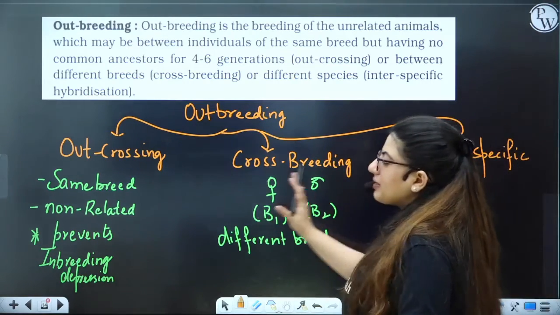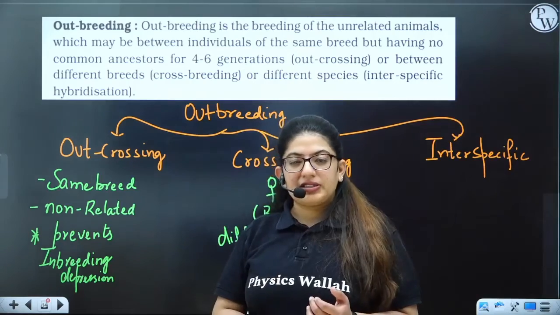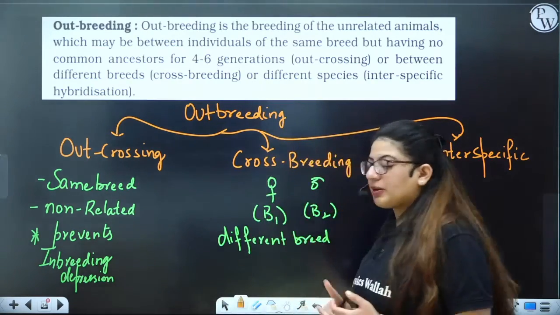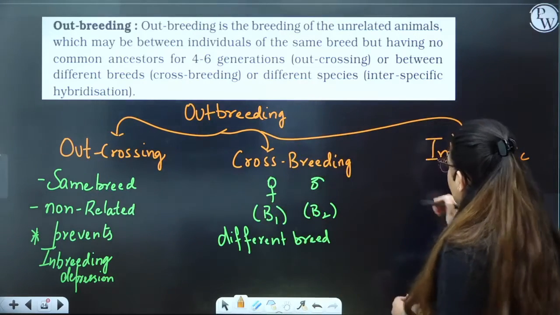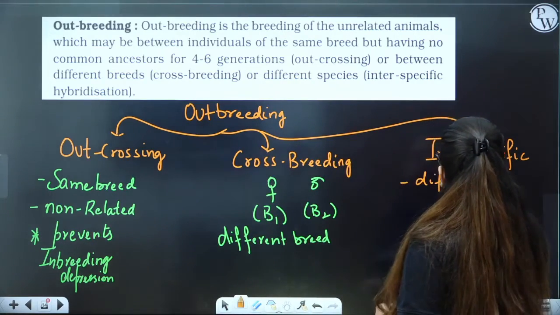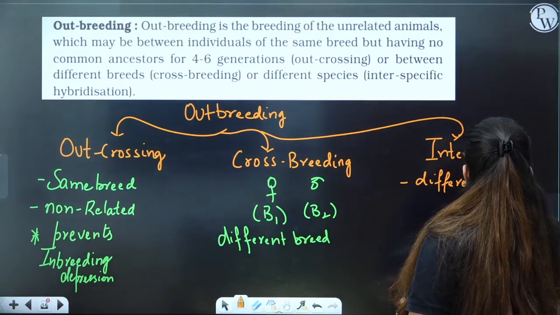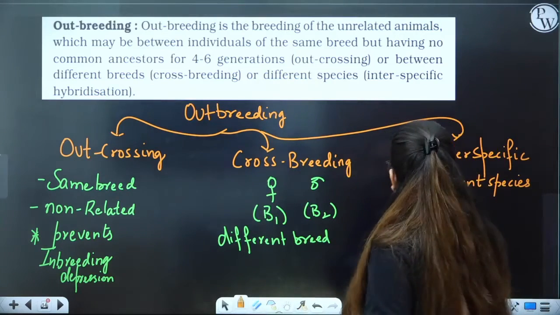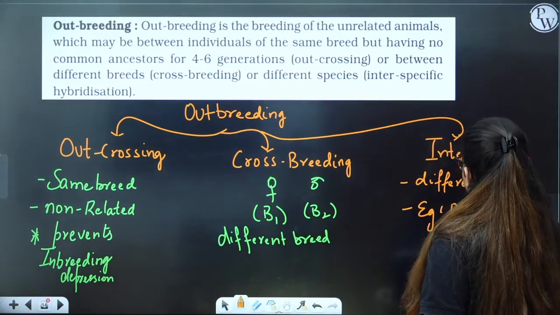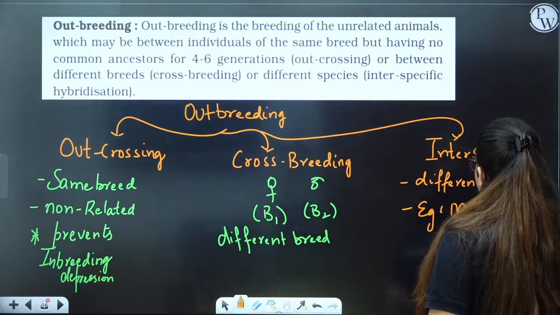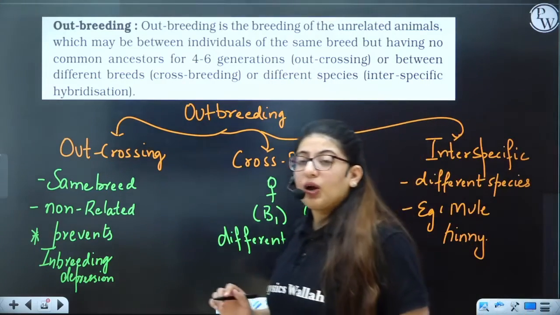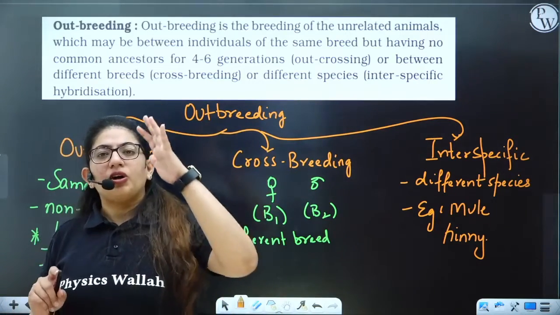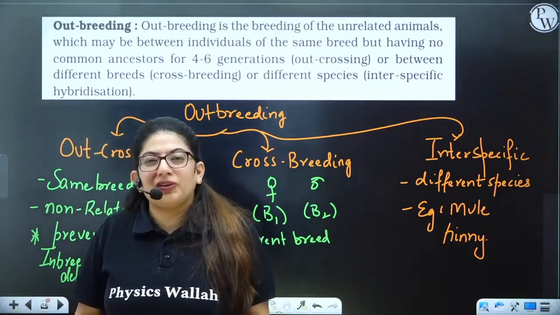All of these belong to the same species. Inbreeding: same species, same breed. Outcrossing: same species, same breed. Here, same species, different breed. But in this one, different species. The male and female both belong to different species. The example is the mule and the hinny. You must have heard about the mule and hinny. They are usually seen in mountain areas where, because they are so sturdy, they are used to carry a lot of weight.